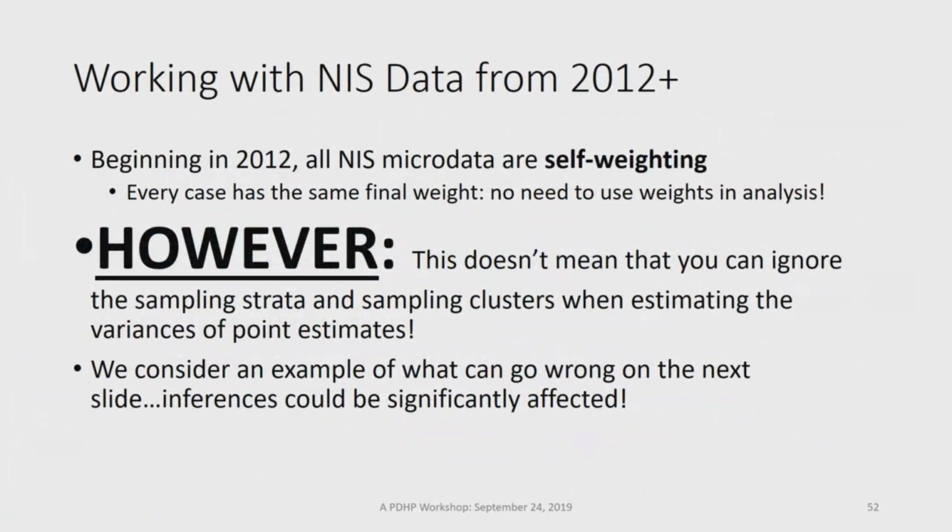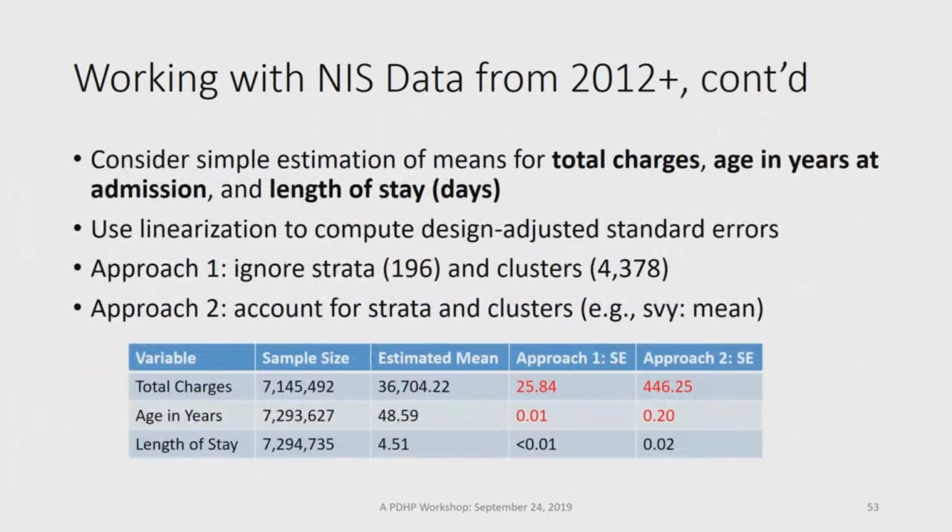As an example, on the next slide, two different approaches based on the 2012 plus data. In approach 1, again, I'm ignoring weights in all cases because they don't matter. Everybody has the same weight. Okay? So weights don't matter here. In approach 1, I just look at an estimated mean for these different variables, ignoring the strata and the clusters. There were 196 strata and 4,378 hospitals. In approach 2, I accounted for the strata and the clusters, for example, using survey mean. Look what happens to the standard error of the estimated mean total charges.